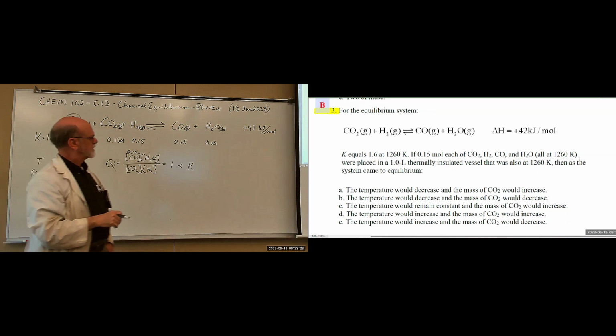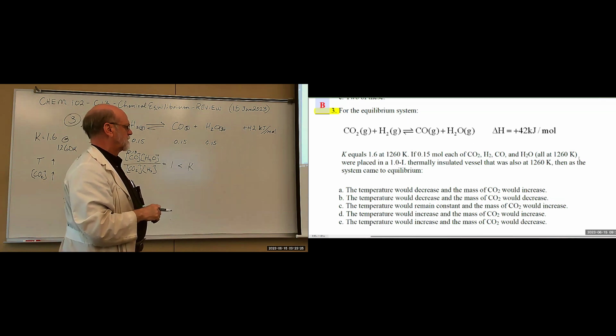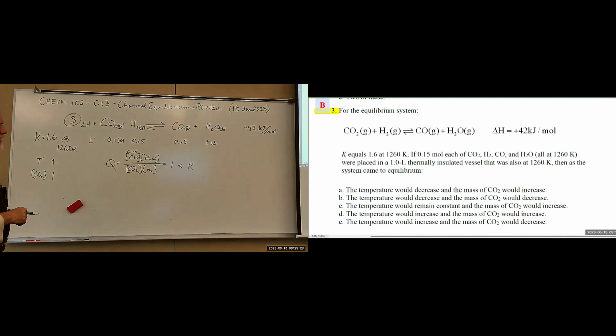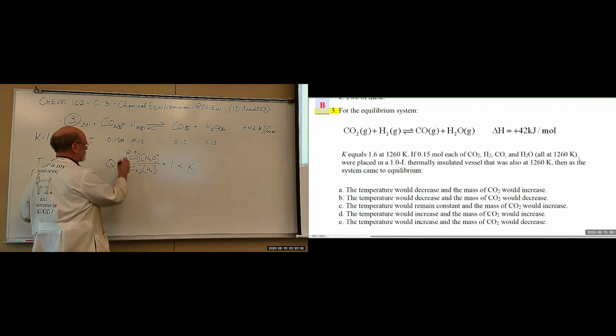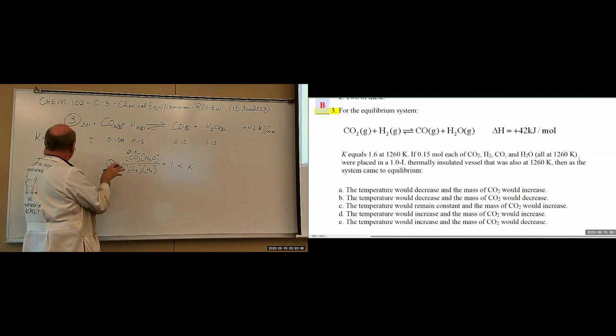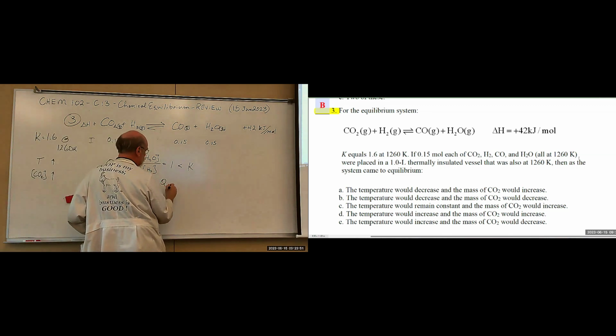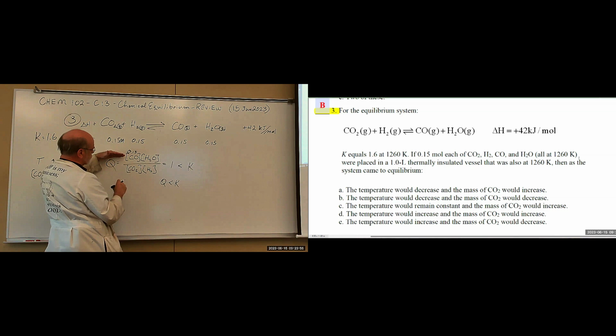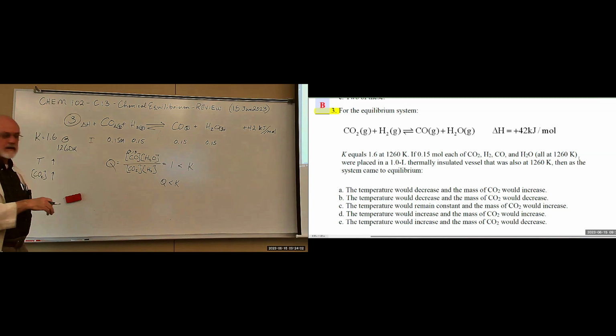Okay. So it says temperature would decrease and mass would decrease. Let's see. Oh, hold on a second. If K is greater than Q, Q is less than K. Okay, I was looking at it backwards. Q is less than K. So this is too small, this is too large. It's going to the right.